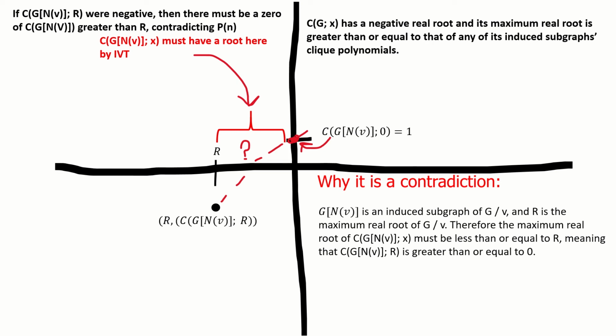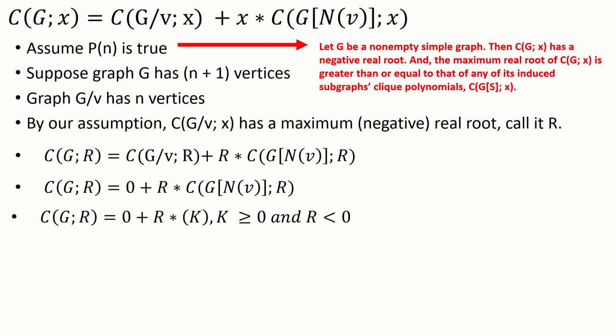The neighborhood-induced subgraph is an induced subgraph of G without V, meaning that, by our assumption for case n, its clique polynomial's maximum real root is less than or equal to R. If it is equal, then when we evaluate it at R, it is 0. And if its maximum real root is less than R, then when we evaluate it at R, it must be positive. So, if this factor must be a non-negative number k, and of course R itself is negative because clique polynomials can only have negative real roots, the left-hand side of the equation must not be positive.